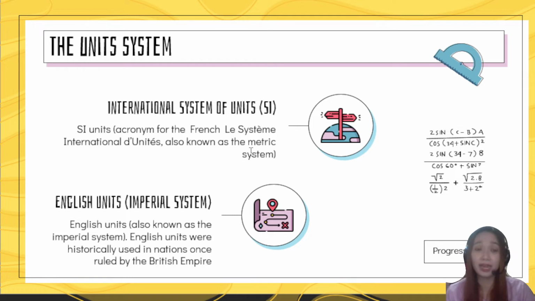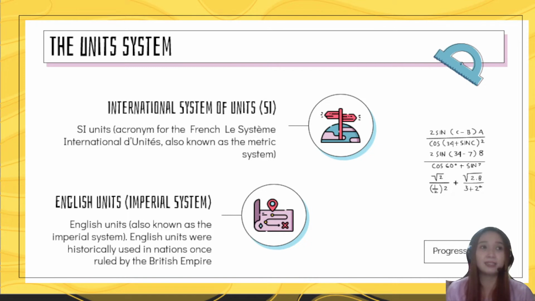On the other hand, we also have a different kind of unit system which is used on the nations ruled by the British Empire. So this is used on countries such as United Kingdom, London, okay, and such. So this is called as English units or the imperial system, okay. So this classification of unit systems is just like languages.